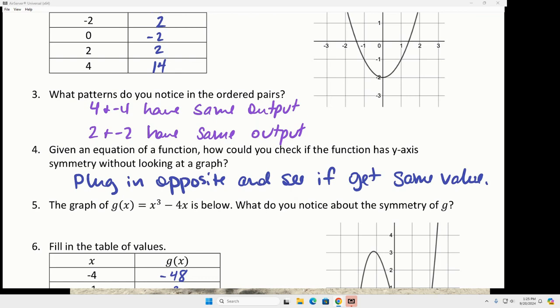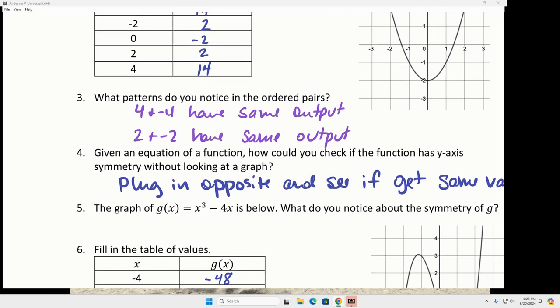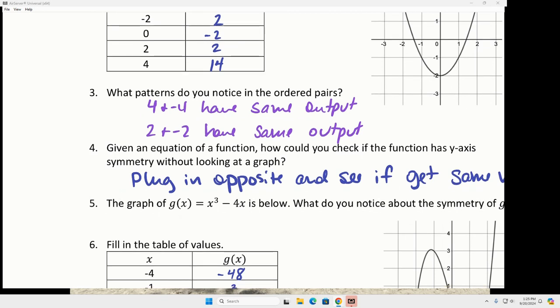All right, so we have some notation that means that you plug in the opposites and you get the same value. And we'll write it on the other side, but what that means is that f of the opposite of x is equal to the same thing as f of x.